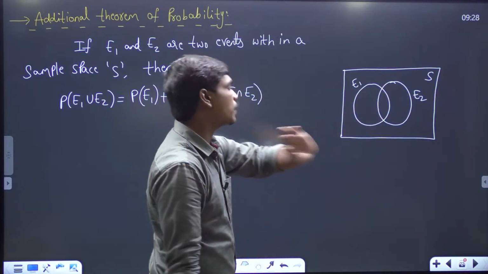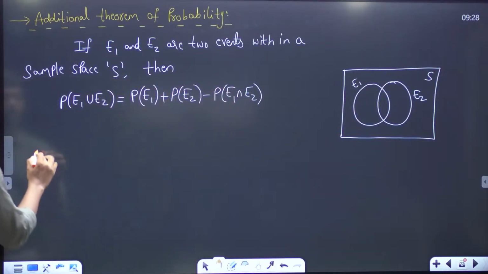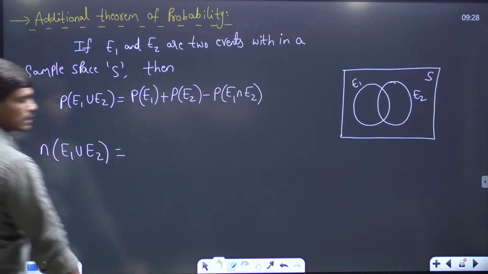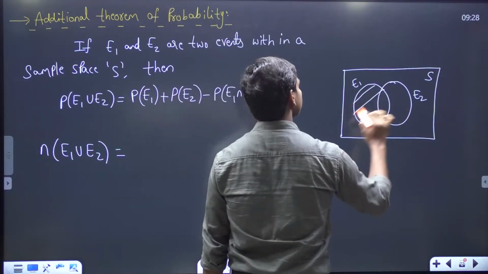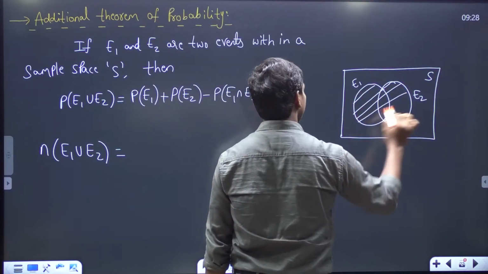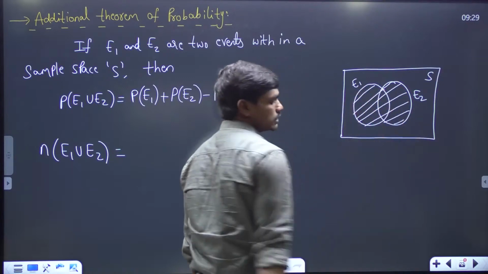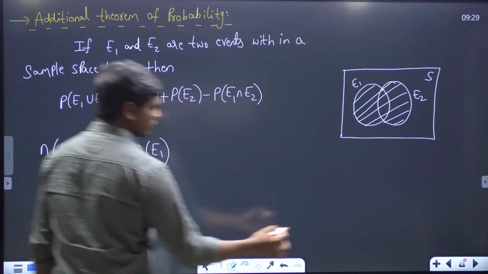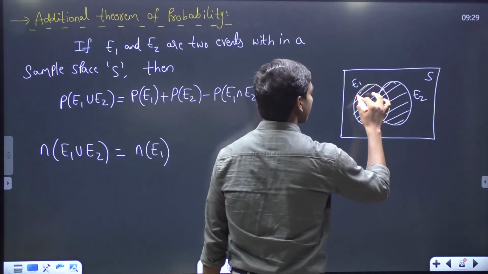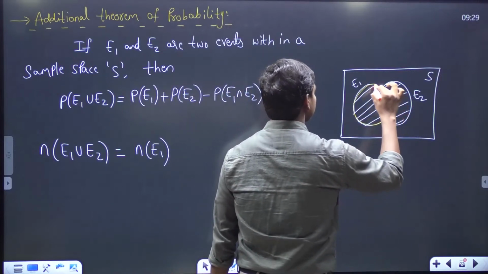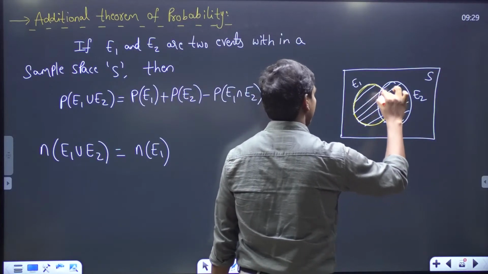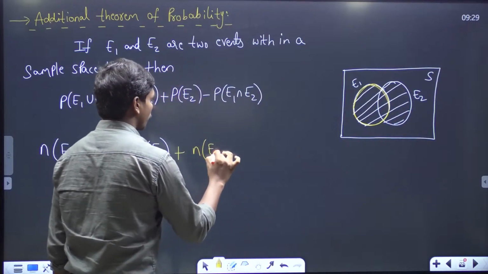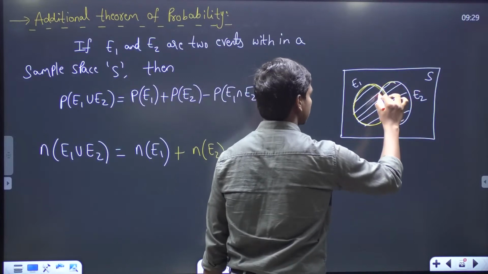So if E1 and E2 are two events, then see carefully. If I want to write the number of elements in E1 union E2, this is nothing but this thing, correct? The shaded region. Now I can write this as n of E1, which means I will be considering this shaded region, plus n of E2, I am considering this shaded region.